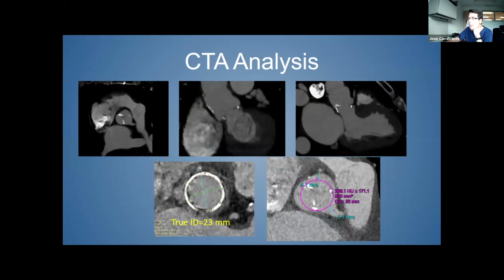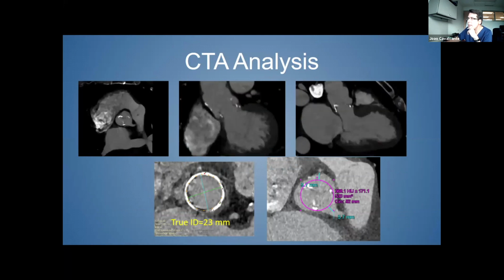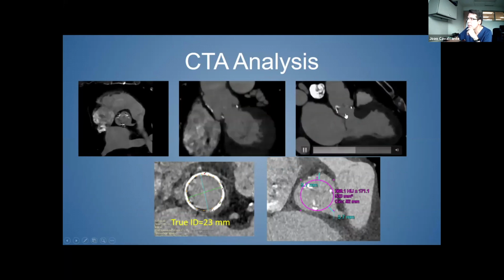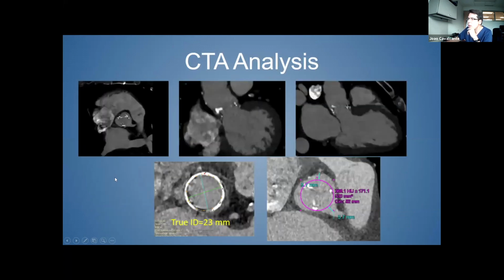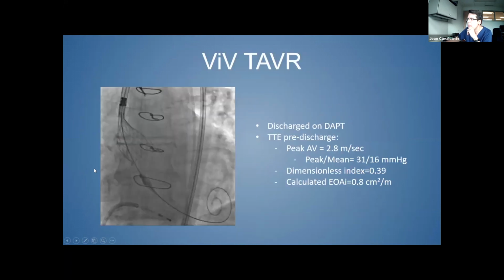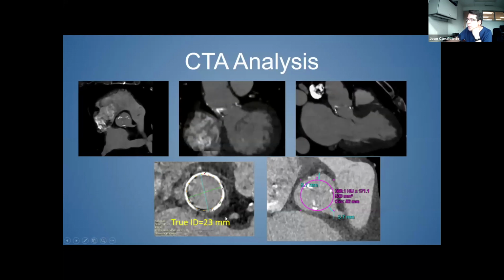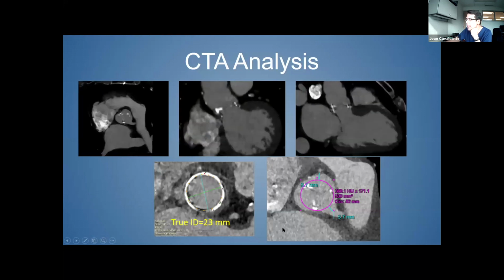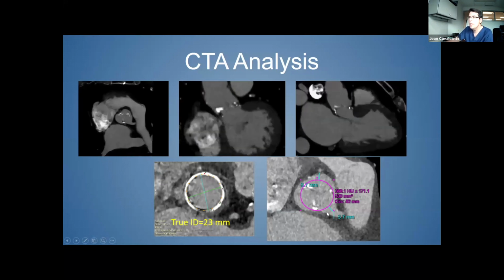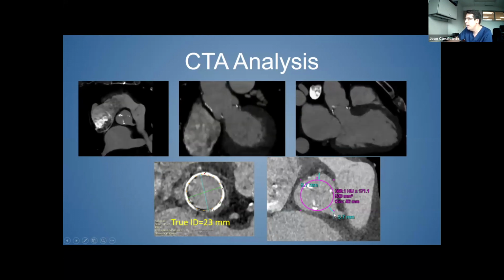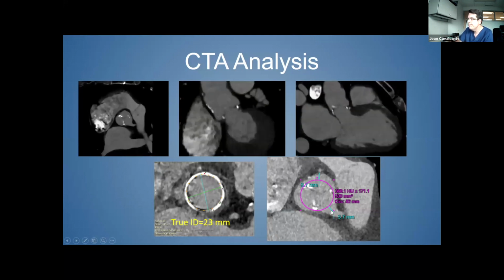As you can see on the top images, those are reconstructed CT images, multiphasic acquisition. There's leaflet calcification and incomplete leaflet closure involving both the non and the right cusps. The CT also confirmed a true internal diameter of 23 millimeters. On the right, you can see the calculation of the virtual transcatheter to coronary distance, which was favorable, about 6 millimeters for both the left and the right. We have patent coronary arteries.